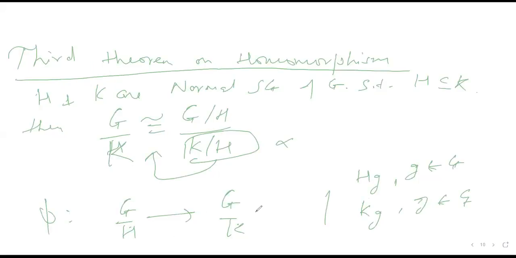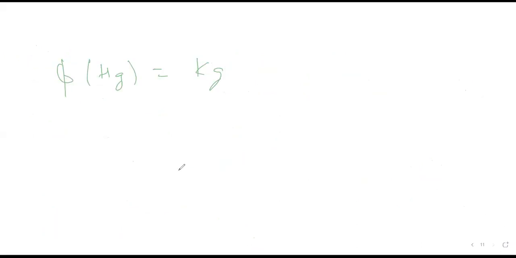So phi of Hg is equal to Kg. I'm not doing anything, I'm just using this relationship. Phi of Hg is equal to Kg, from an element of this to an element of this, because I'm using the common element g. Now I have to prove this. Right? Let's first prove that it is well defined.